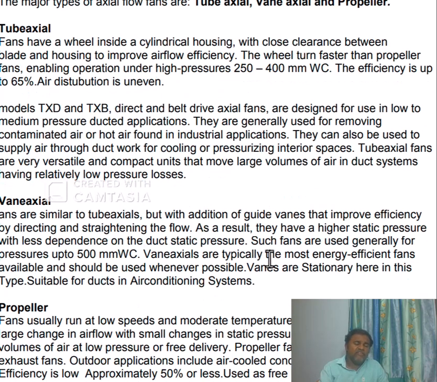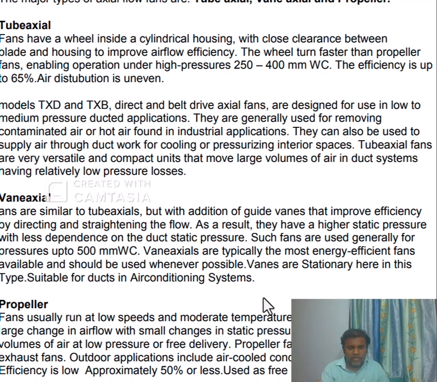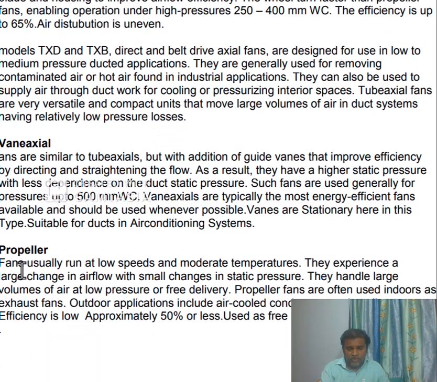Vane axial fan is also similar to tube axial fans, but in vane axial fans there will be guided vanes to streamline the air path or airflow. This is the only difference. Another category is the propeller fan. It runs at a lower speed and has the capability to take a large amount of air with high static pressures. Propeller fans are mostly used in the factory industry to take a lot of volume of air and throw air at large rates.